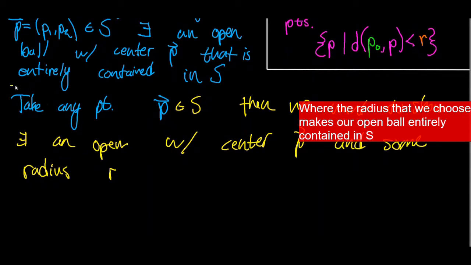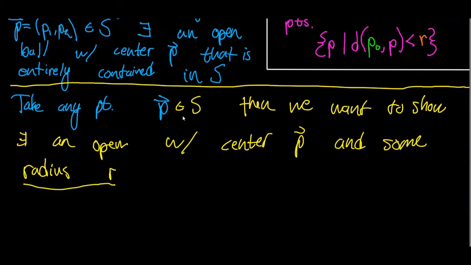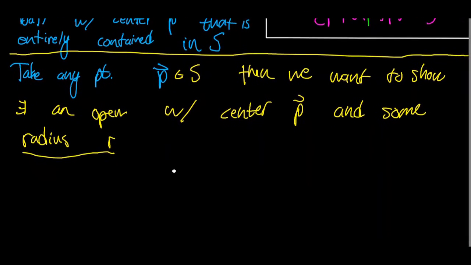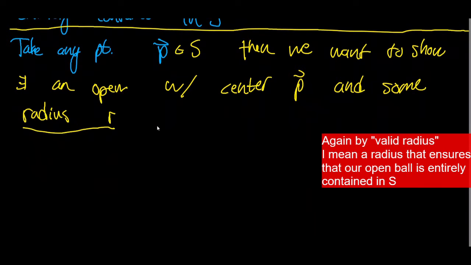So this problem that we're dealing with reduces down to finding a radius such that any point in that open ball will always be in S. And there won't be any points in that open ball that aren't in S. So we need to find a valid radius. This problem comes down to finding a valid radius. And let me illustrate how we might do that.